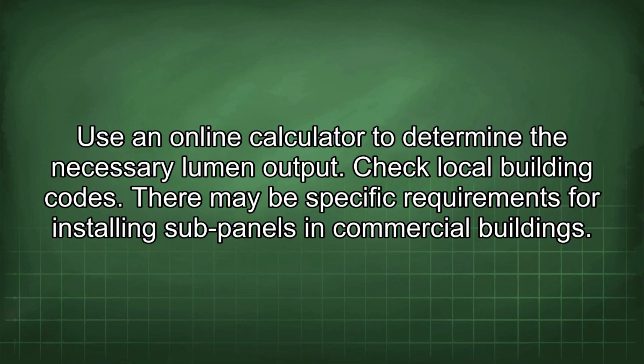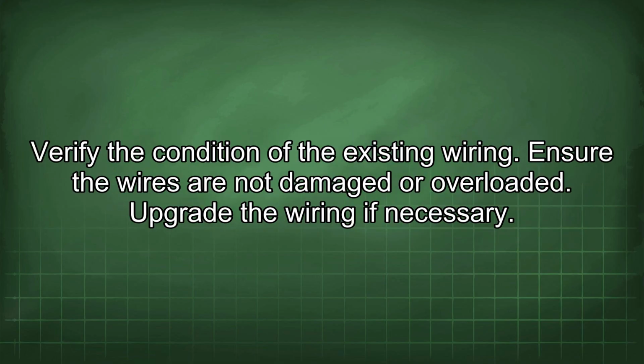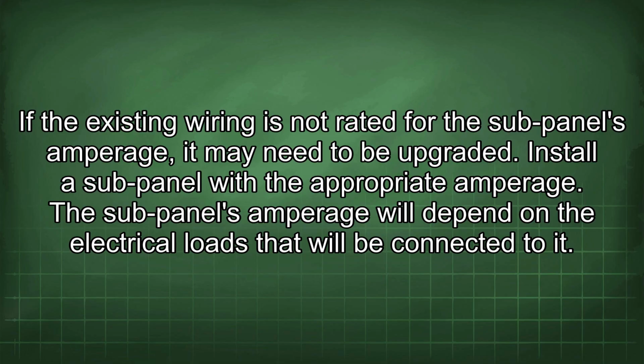Check local building codes. There may be specific requirements for installing subpanels in commercial buildings. Verify the condition of the existing wiring. Ensure the wires are not damaged or overloaded. Upgrade the wiring if necessary. If the existing wiring is not rated for the subpanel's amperage, it may need to be upgraded.